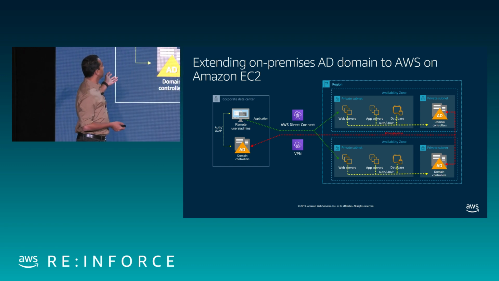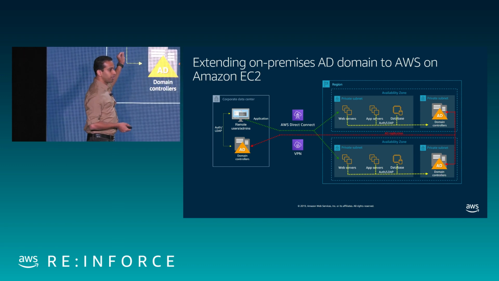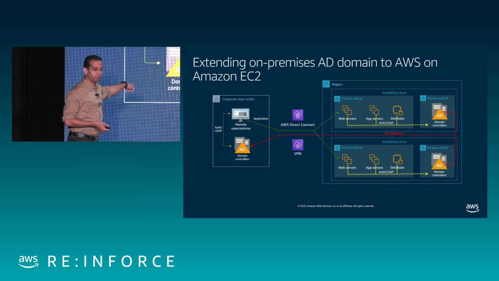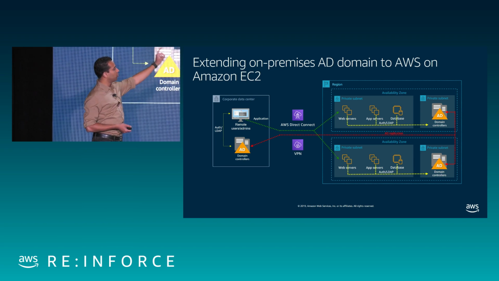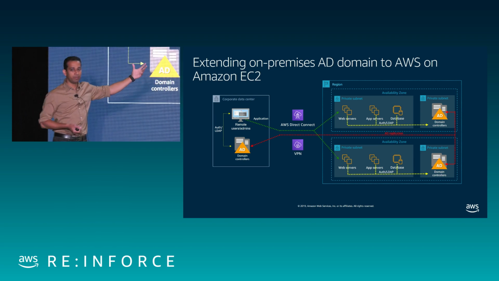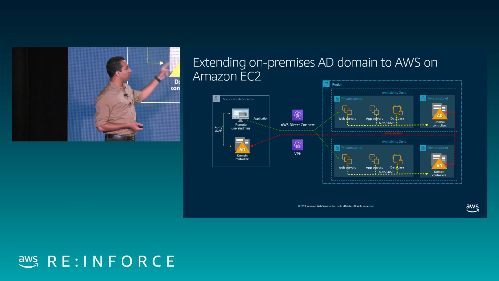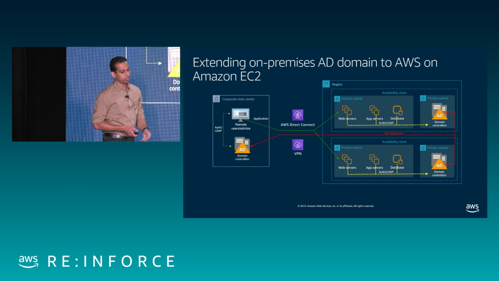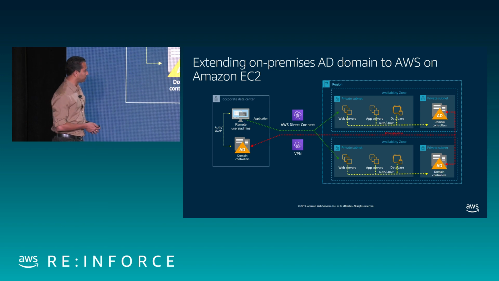So when a remote admin logs onto their workstation, of course, their authentication goes to the local domain controller wherever they are. But when they RDP into one of these servers to manage or administer the application, that authentication traffic will go to the domain controllers on AWS.